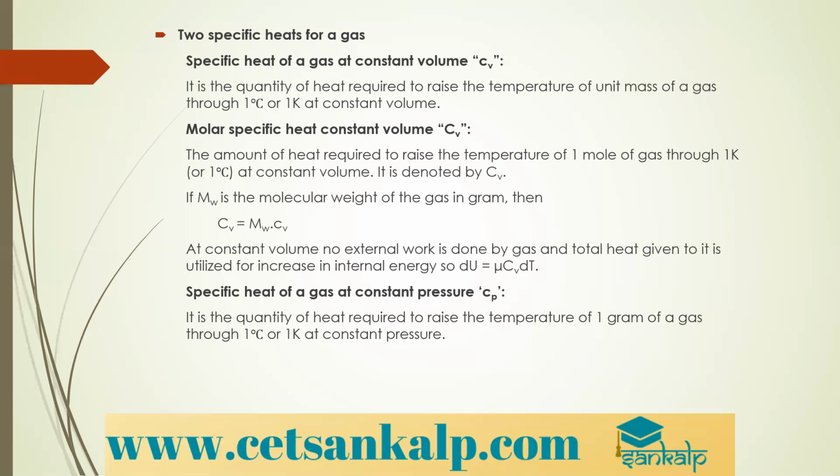The definition of specific heat of a gas and specific heat of a gas at constant volume is the same. At the end, you just specify that it is at constant volume, then it is called specific heat of a gas at constant volume. If you specify the quantity of heat required to increase the temperature by 1 degree Celsius of unit mass at constant pressure, then it is called specific heat of a gas at constant pressure.